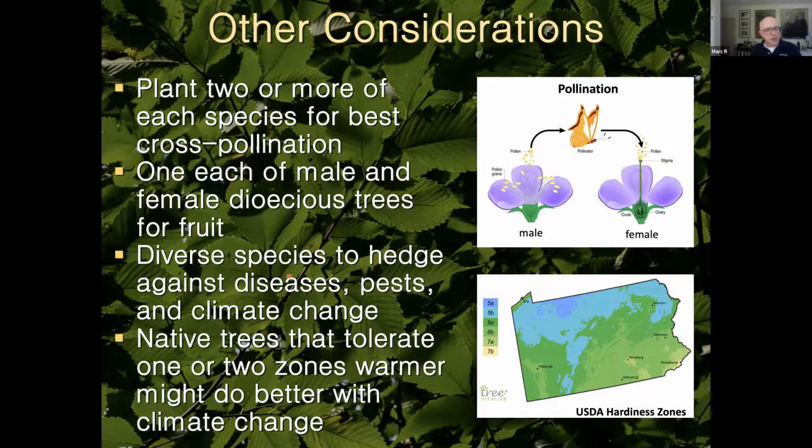Also, it's a good idea to have diverse species, not only for the biodiversity and the soil organisms and wildlife that we saw earlier, but also just to hedge your bets. Nobody had heard of emerald ash borer like 15 years ago, or spotted lanternfly. So who knows what horrible disease or pest is lurking around the corner. The more species that you have, the better the chances that you're going to be able to survive something like that.